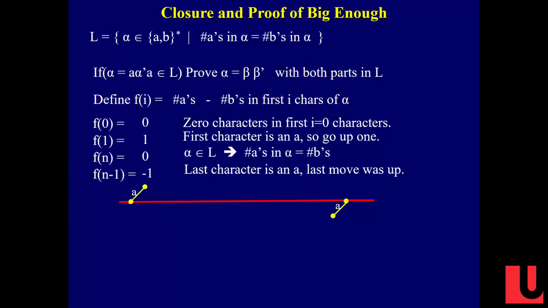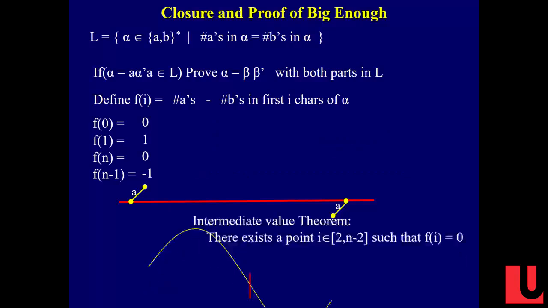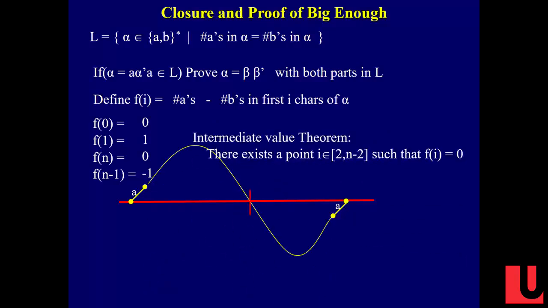So now we know the function up here is a 1, and down here is a minus 1, and it's continuous, right? So the intermediate value theorem, if you've ever taken calculus, says that there's got to be a spot in the middle where it hits 0. And that spot is going to break our beta and our beta prime.